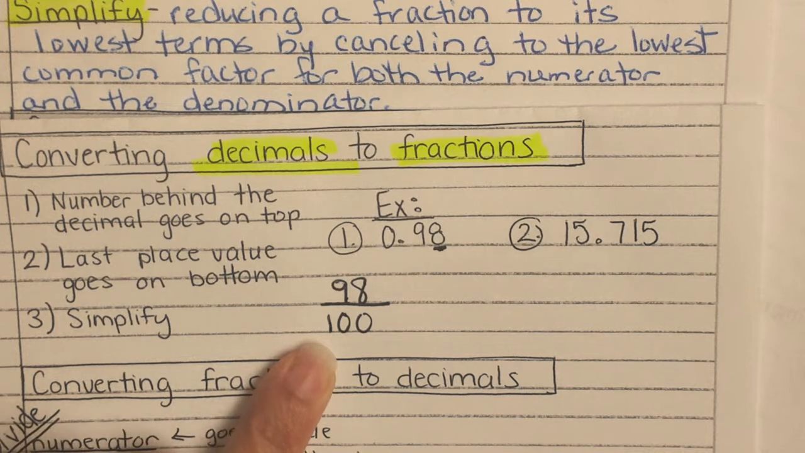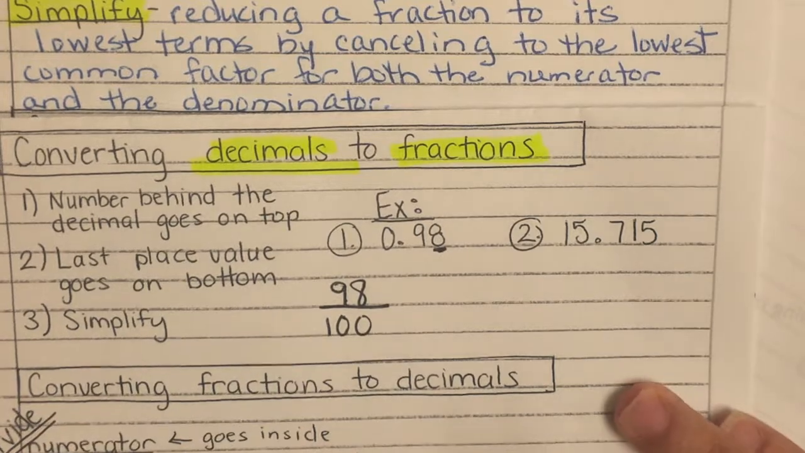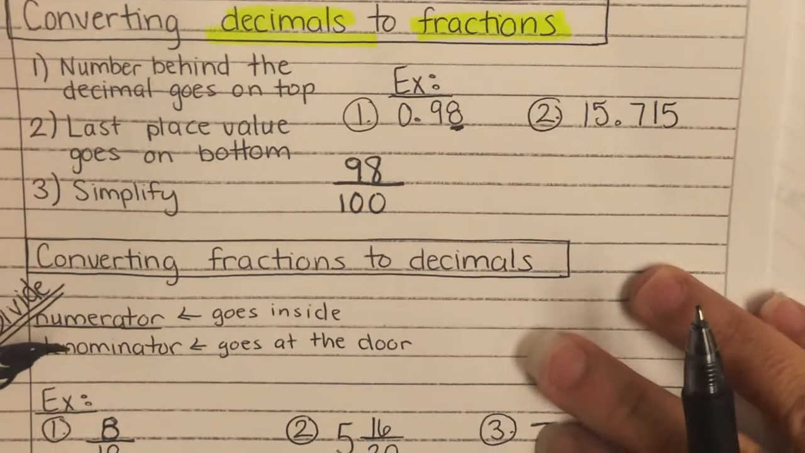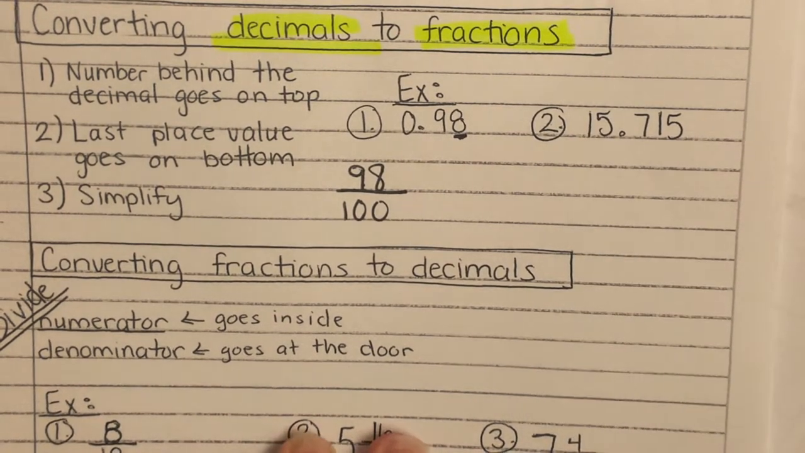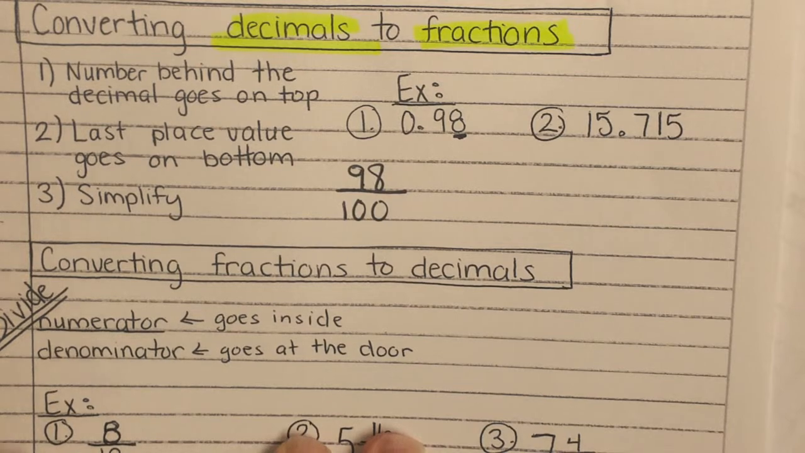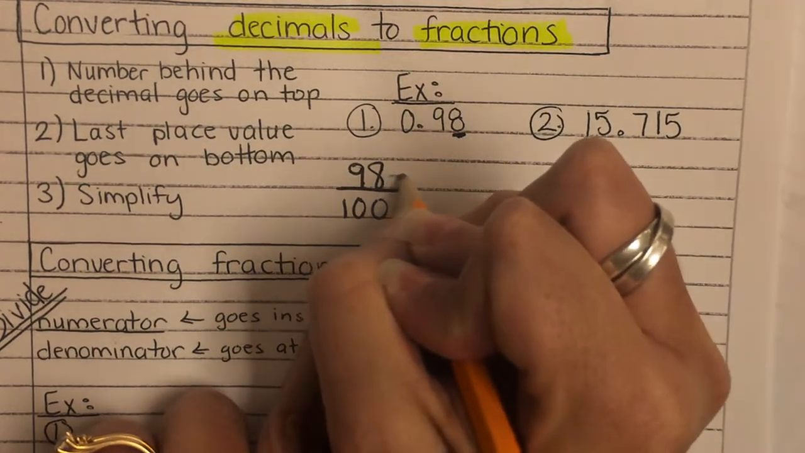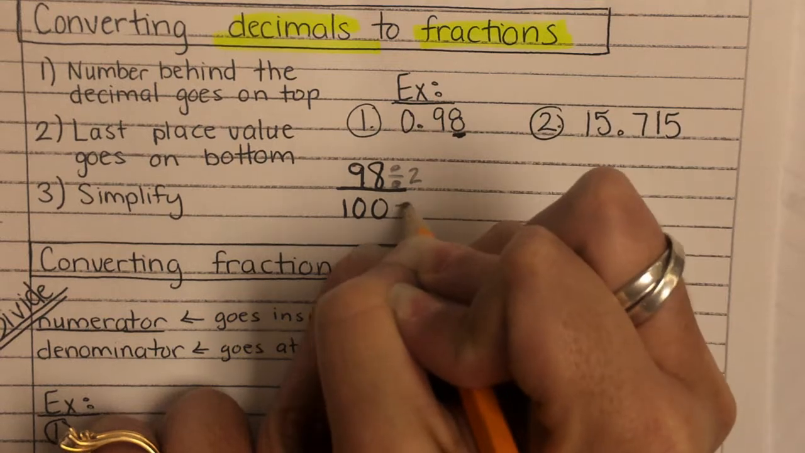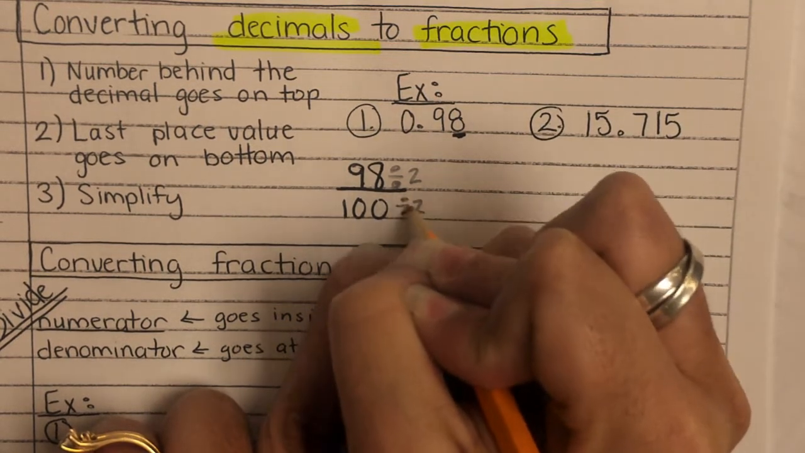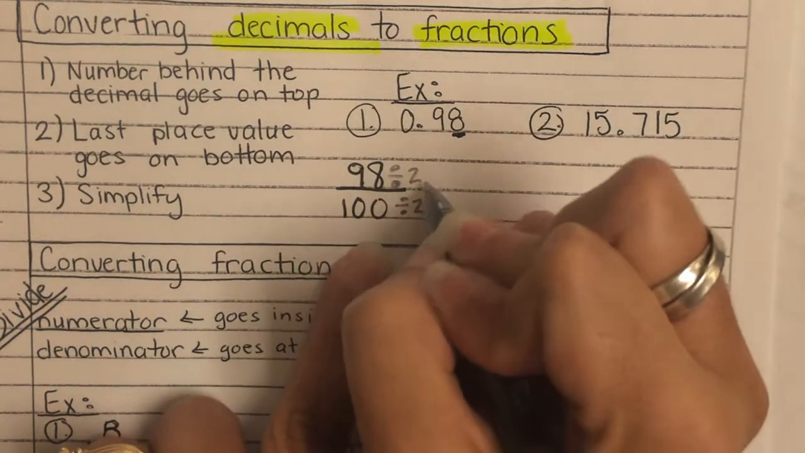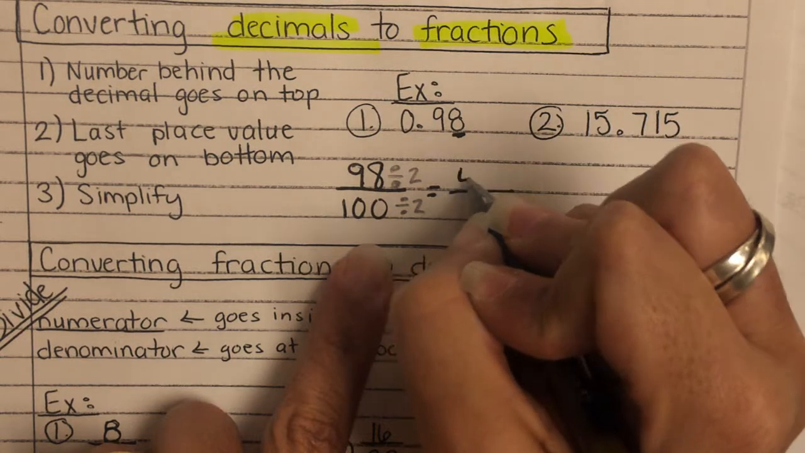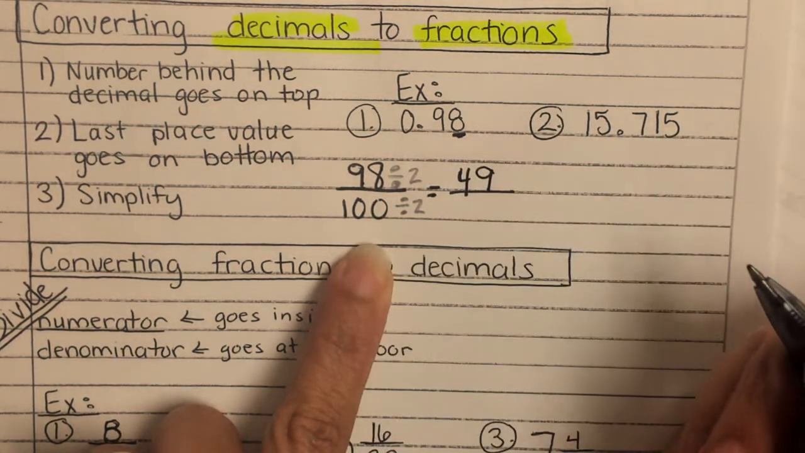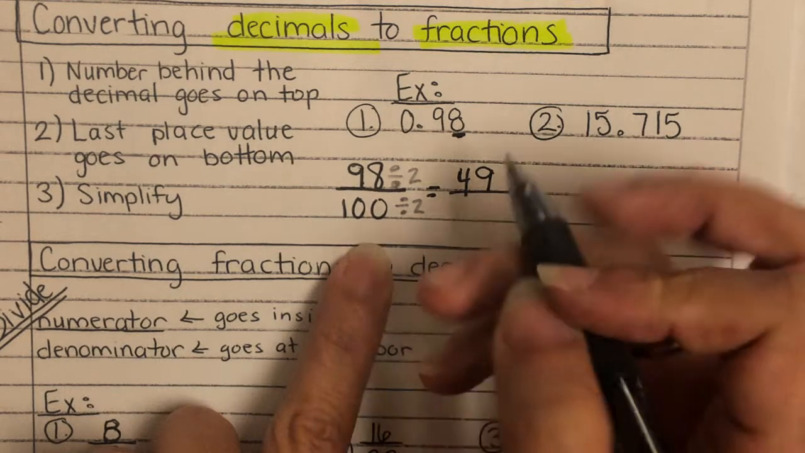That wasn't too bad. We do have to simplify it, and that's the part that is not always so much fun. Here we go. Okay, we got to look. What goes into 98 and 100 evenly? What factor is it? 2. Okay, 2. So I'm going to make it 98 divided by 2, which is 49. 100 divided by 2 is 50.